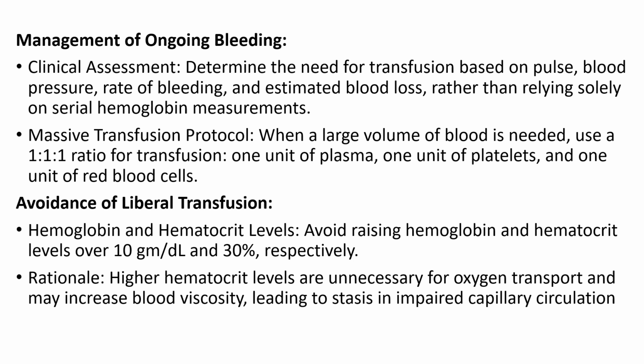And avoidance of liberal transfusion, that is, do not over transfuse the patient, as any HB greater than 10 milligram per deciliter will not improve oxygen delivery much beyond around 10. Rather, it will increase the blood viscosity and stasis, leading to impaired capillary circulation. So our aim is to maintain the HB level up to 10, not beyond that.